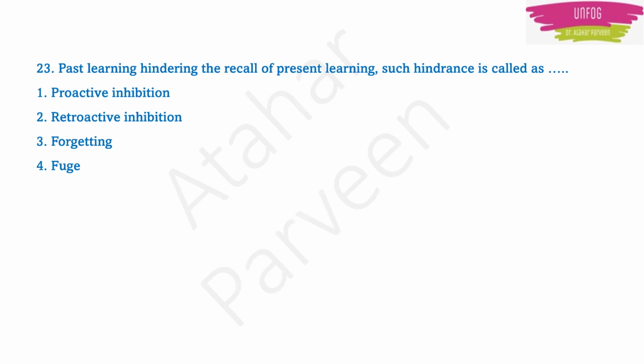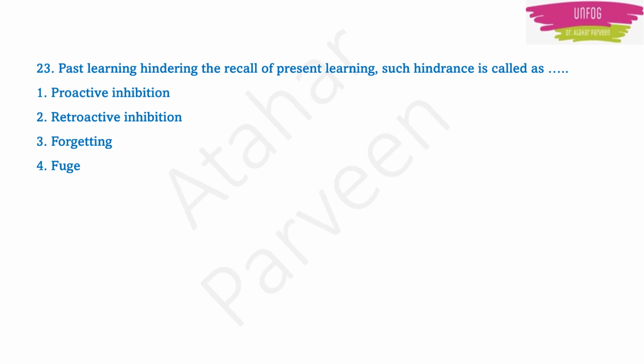Next, question number 23. Past learning hindering the recall of present learning. Such hindrance is called as, see, try to understand the question. Past learning hindering the recall of present learning. What is actually hindrance? Hindrance means something is stopping, something is getting trapped or something is preventing. Now the question is about the situation where your past learning is hindering the recall of present learning.